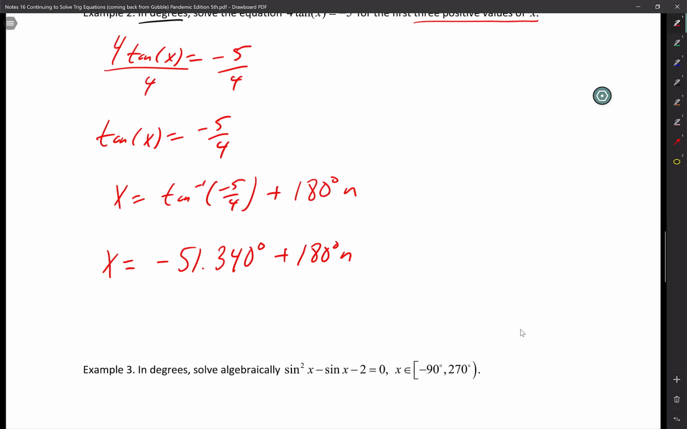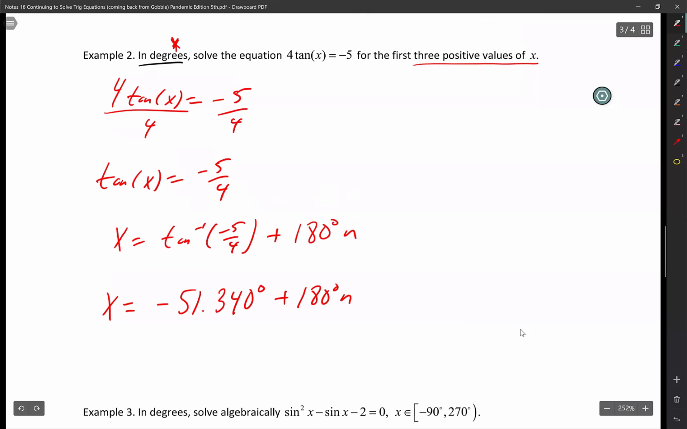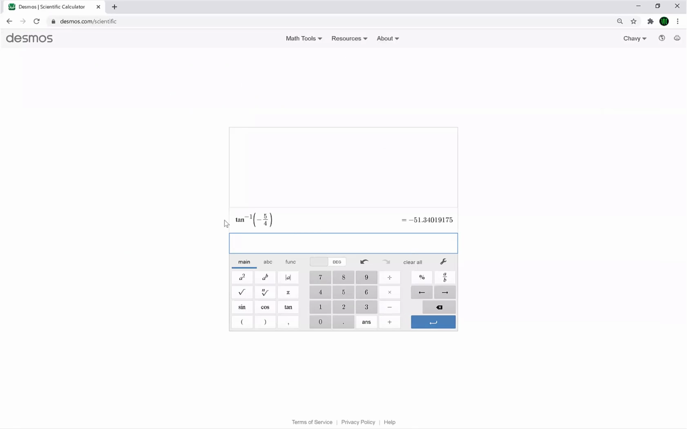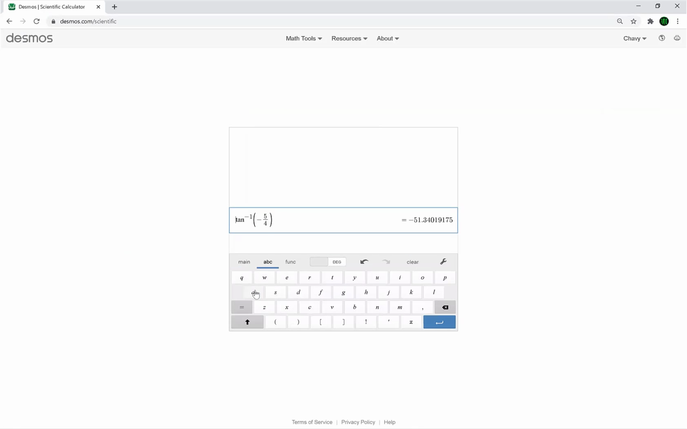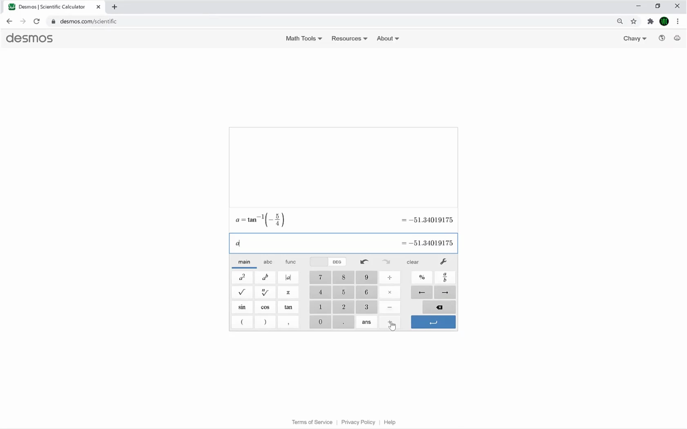Now they wanted the first 3 positive values, so you're not going to write the negative 51 as an answer. So here are my answers. Add 180 to that answer. So I'm just going to go back to my calculator. If I call this A, which I probably should have done earlier, A equals that. Now that it says A equals that, I can just type A plus 180. So there's another answer.